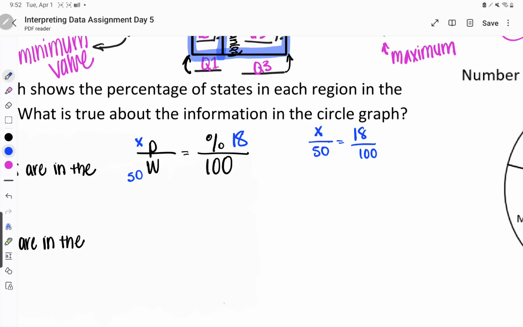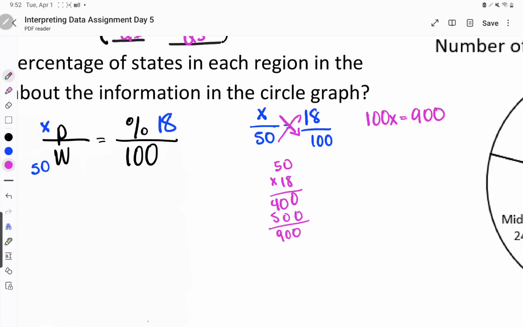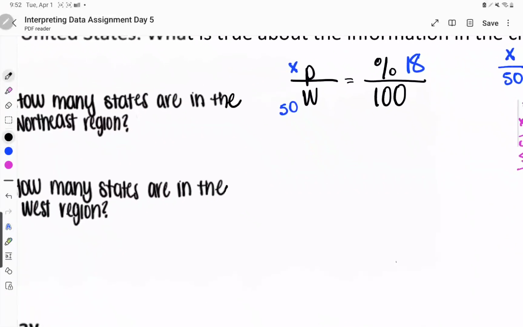Now, we can scale for this one, or we can cross multiply. I'm going to show cross multiplication. So I'm going to do x times 100, which gives me 100x, equals 50 times 18. 8 times 0 is 0. 8 times 5 is 40. I'm on my next row now, so I add a 0, and 1 times 0 is 0, and then 1 times 5 is 5, and we add it all together, and we find that that equals 900. Then I divide both sides by 100, and I find that x equals 9. So there are 9 states.